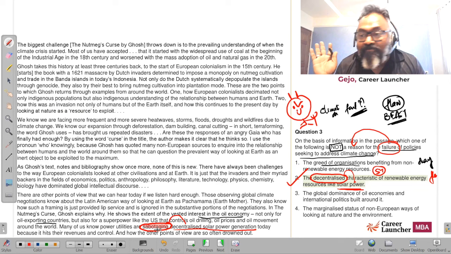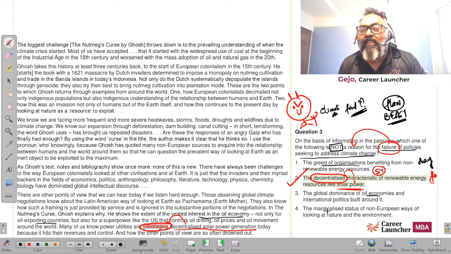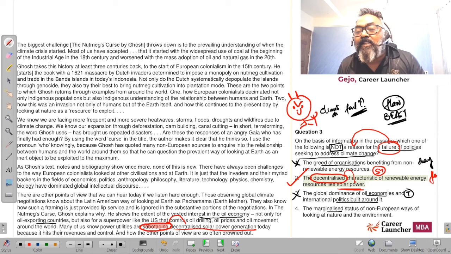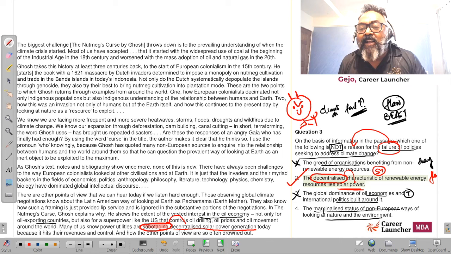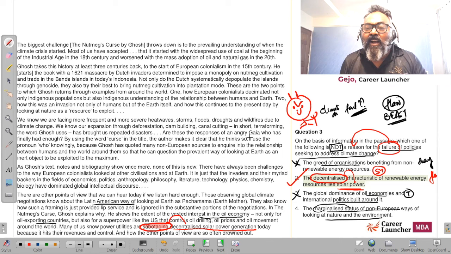And the global dominance of oil economies, absolutely, there is no problem. This is a true statement, so we'll eliminate that point. The marginalized status of non-European ways of looking at nature and the environment, absolutely true. We are marginalizing it. The Latin American way, Gaia, mother, we're marginalizing it. Marginalization of it is definitely a reason.